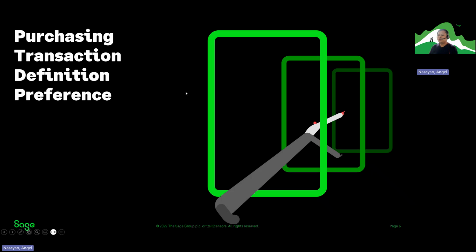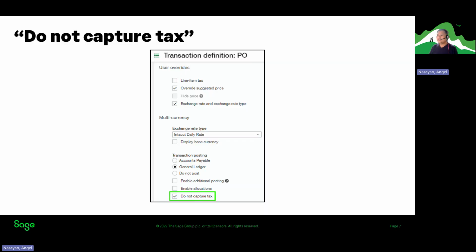All right. So with the purchasing transaction definition preference, if you scroll further down, it depends on the subscriptions that you have. But under the transaction posting section, if it's posting to the general ledger, in this case our purchase order is posting to the general ledger, you have an option there, do not capture tax. We are going to see later on what the implication is if it's posting to the general ledger but you don't have this ticked, especially on the tax reports.